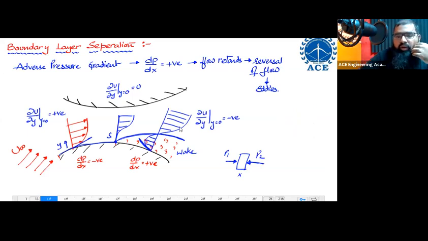In every flow, boundary layer takes place. Only boundary layer does not take place in the case of ideal flow. If a flow is real, boundary layer should take place.